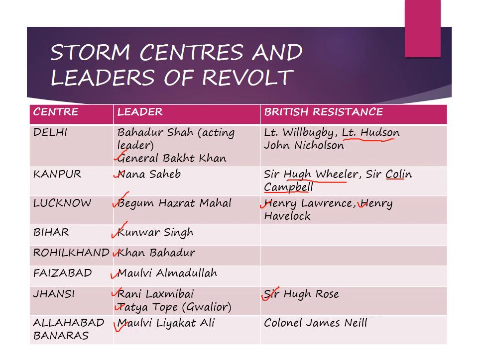The British resistance was provided by Lieutenant Willoughby, Lieutenant Hudson, and John Nicholson. The British captured Delhi on September 20, 1857. Bahadur Shah was made prisoner and sent to Rangoon, where he died in 1862. Royal princes were shot at point blank range by Lieutenant Hudson.